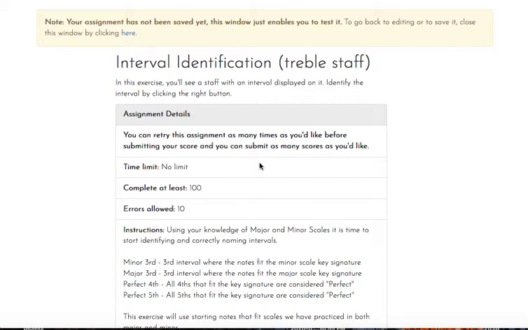Now, up until now, we've identified intervals just by the pure distance it is, either going up ascending or going down descending. And we haven't really talked about different kinds of intervals that are the same general distance. So this is the first time that we're going to talk about different kinds of thirds, and we're going to apply a new term to our fourths and fifths.